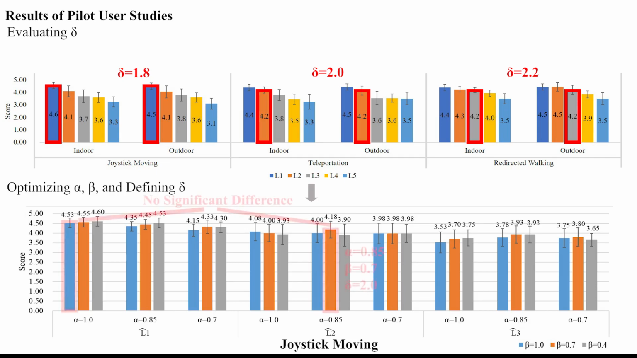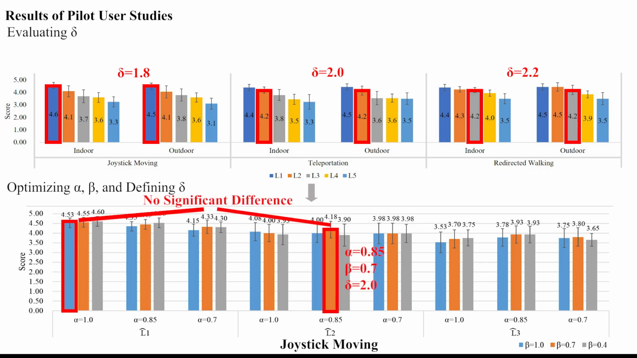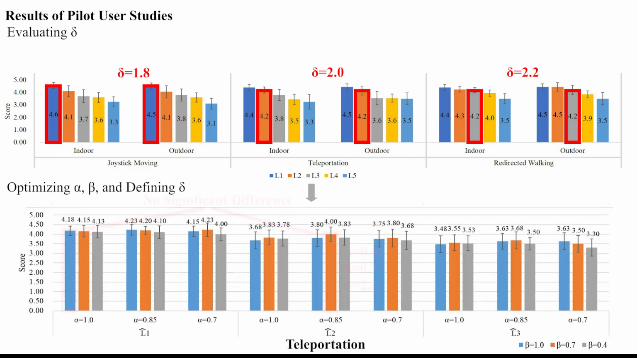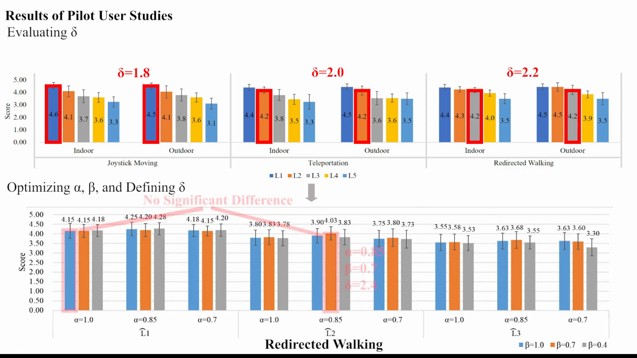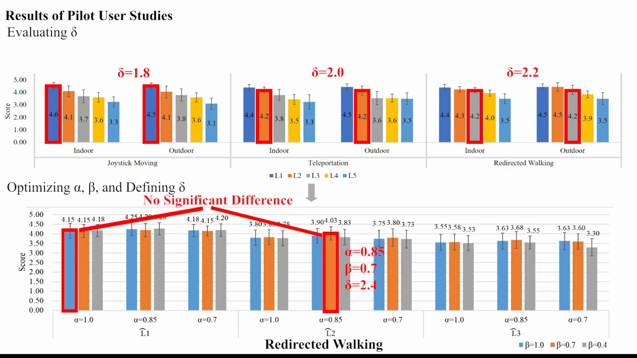The locomotion-aware coefficients alpha is 0.85, beta is 0.7, and delta is 2.0 under joystick moving. Alpha is 0.85, beta is 0.7, and delta is 2.2 under teleportation. Alpha is 0.85, beta is 0.7, and delta is 2.4 under redirected walking.